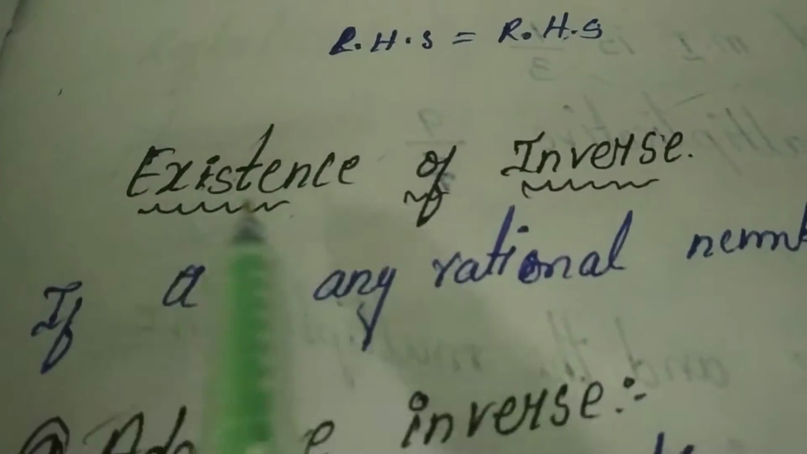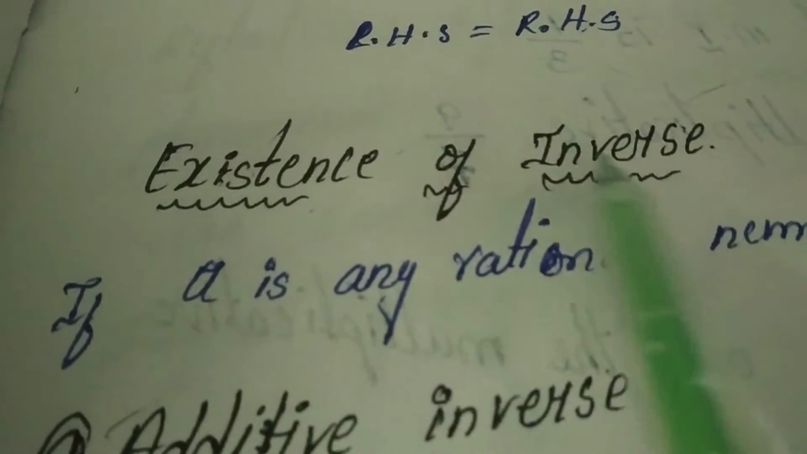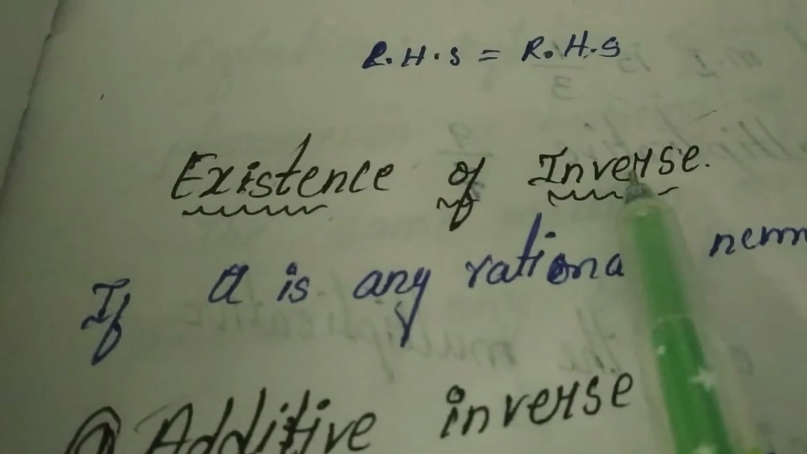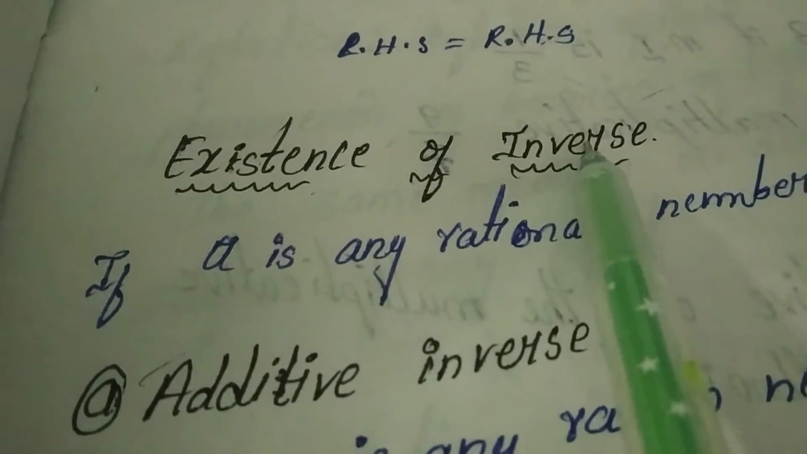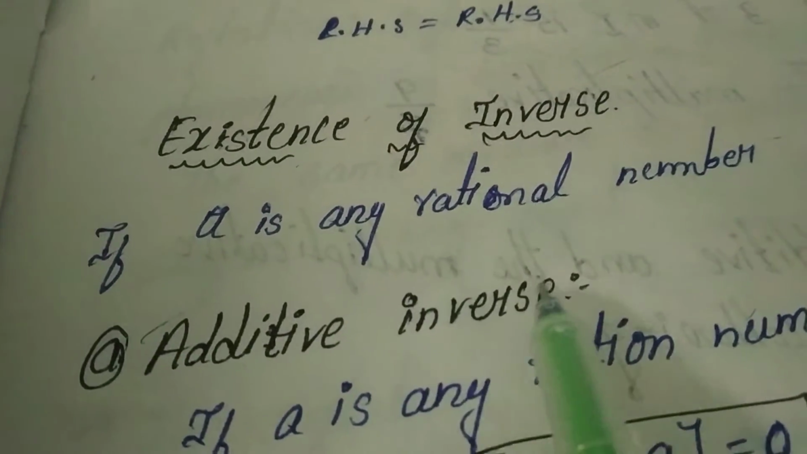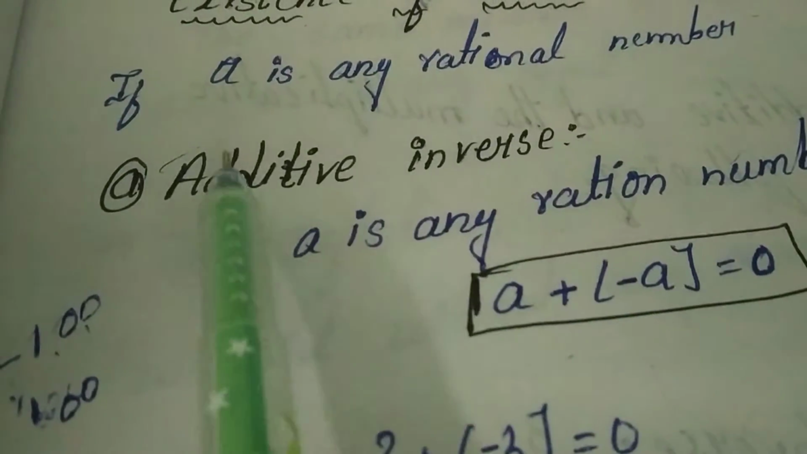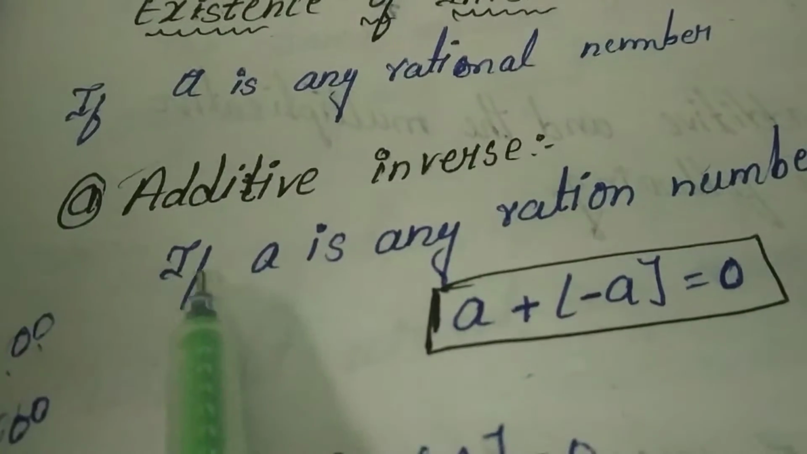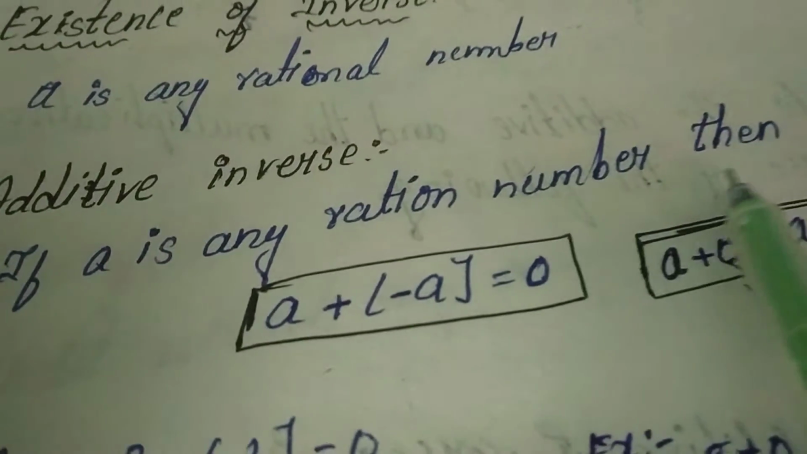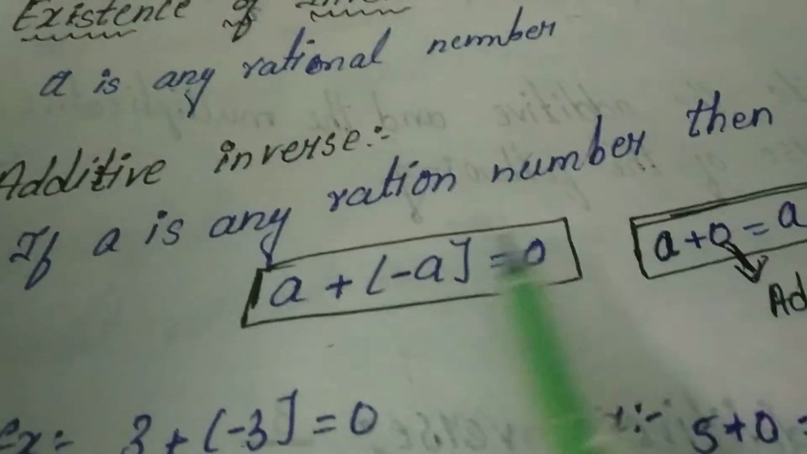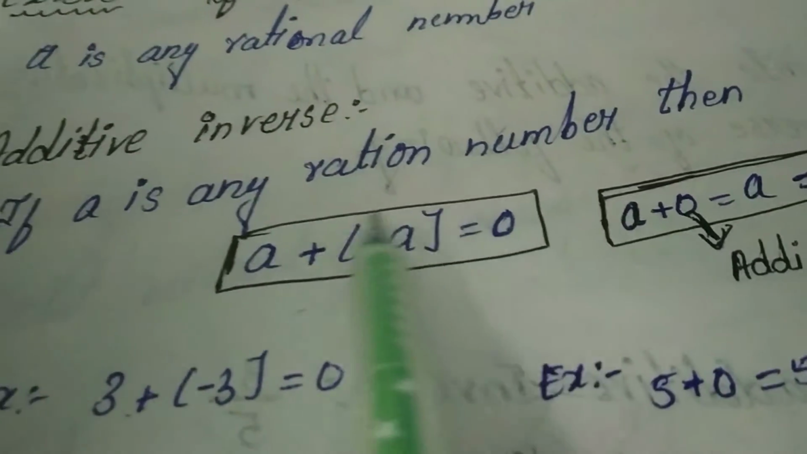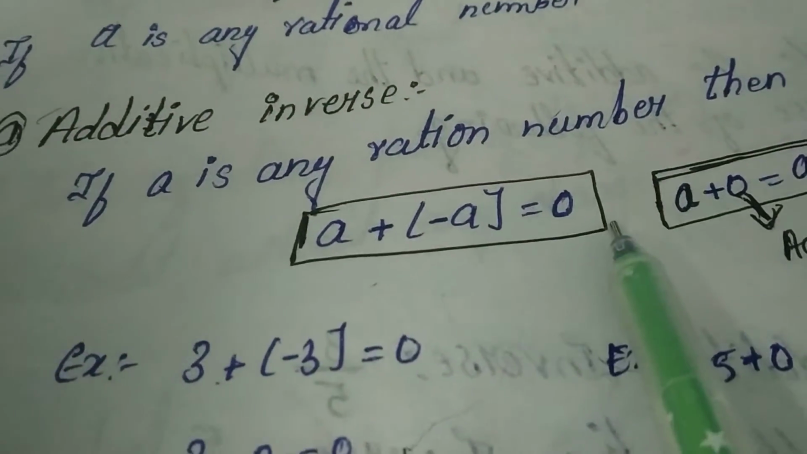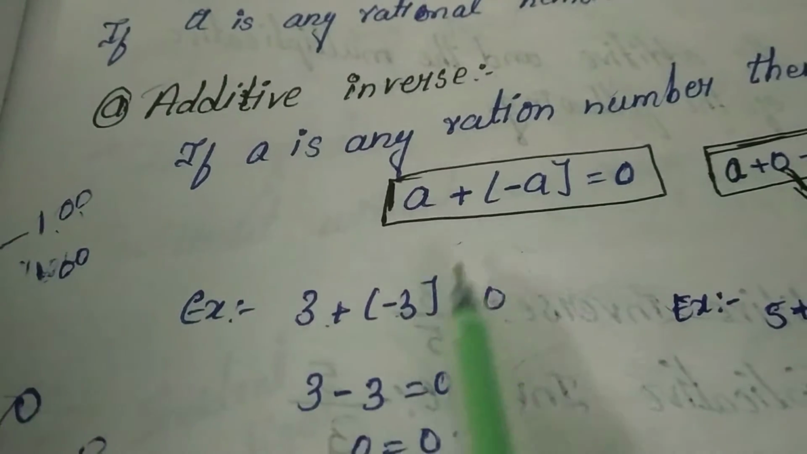Now we have to take the next topic. What is that? Existence of inverse. We have the existence of inverse in two types: additive inverse and multiplicative inverse. First we have to understand what is additive inverse. If a is any rational number, then a plus (minus a) is equal to 0. This is the condition, this is the formula for additive inverse.